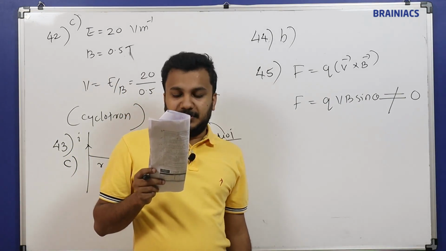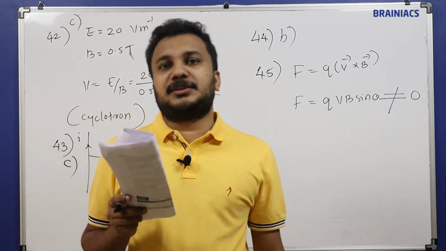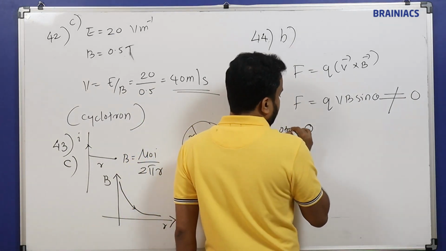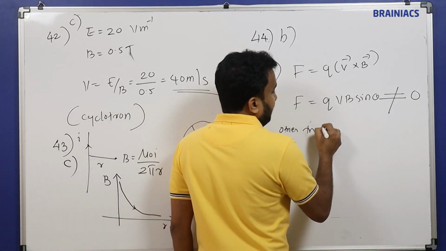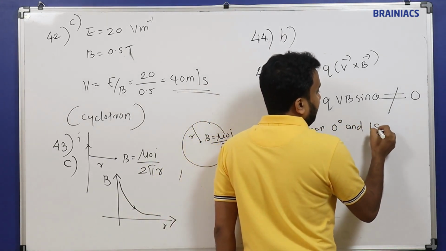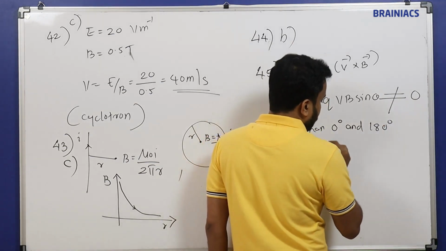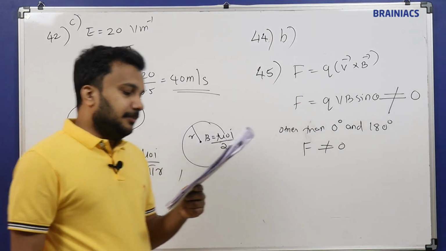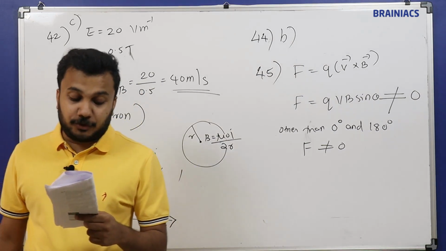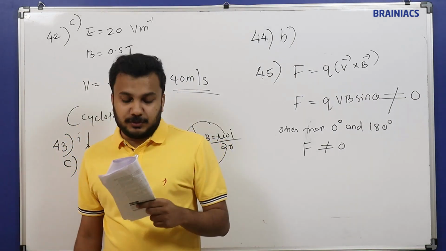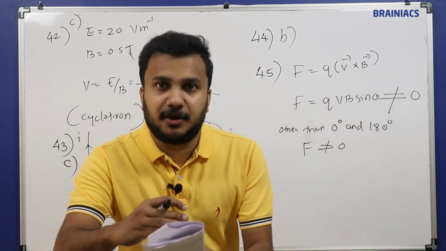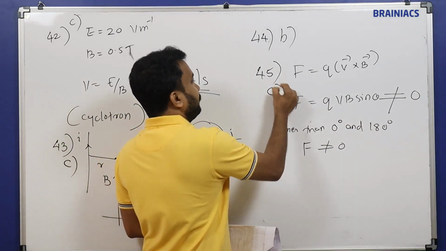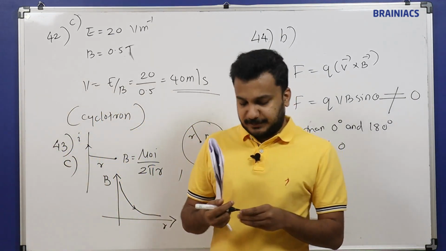Third one: angle between V and B can have any value other than 0 and 180 degrees. That's the right statement. So other than 0 degree and 180 degree, F is not equal to 0. Angle between V and B either 0 or 180 degrees? No, if it is 0 and 180 degrees, force will be equal to 0. Out of the given options, what will be the most appropriate answer? The appropriate answer is option C. So 45, the answer to the question is option C.